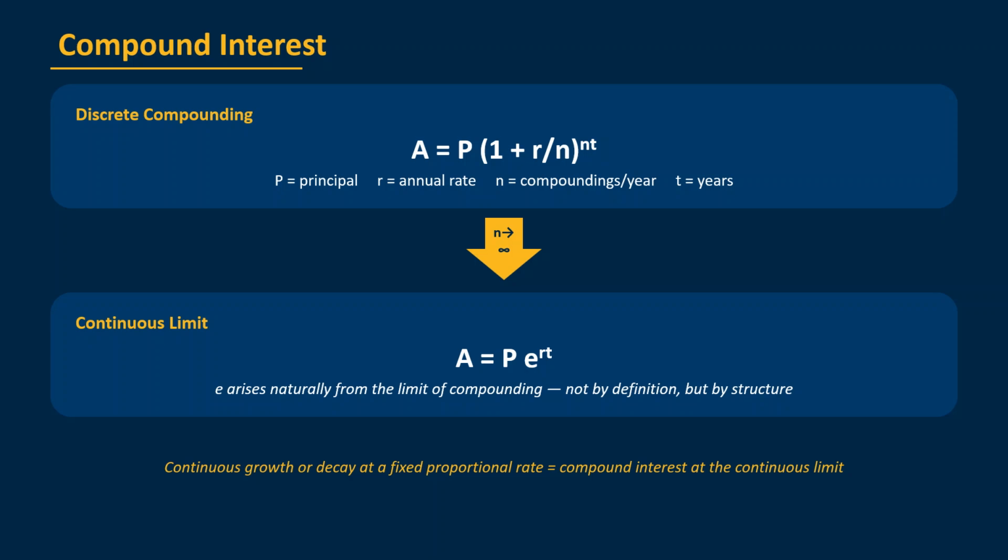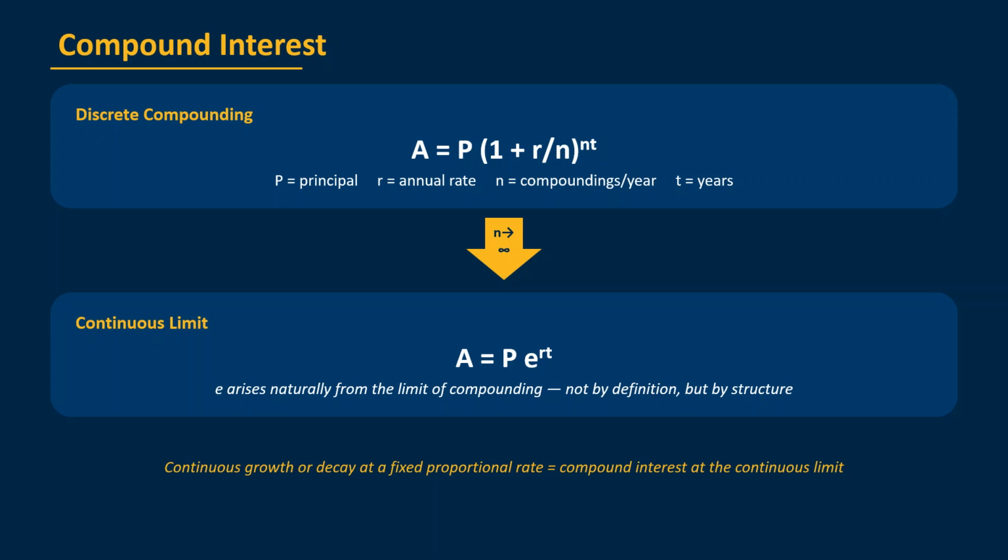Compound interest provides perhaps the most intuitive and historically significant illustration of exponential growth. The discrete compounding formula is A equals P times the quantity 1 plus r over n raised to the power n times t. Here, P denotes the initial principal, r the annual interest rate expressed as a decimal, n the number of compounding periods per year, and t the elapsed time in years.